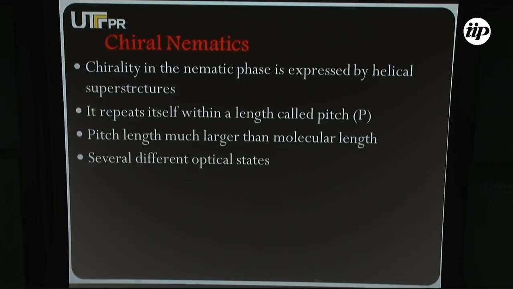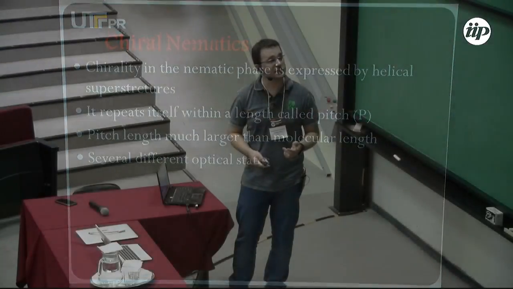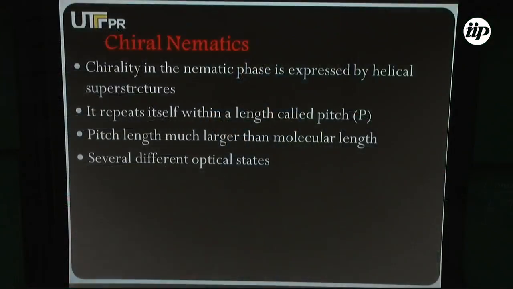So it repeats itself within a length we call pitch. And pretty much all the properties of the cholesterics are defined by this length. So if you control it, you can have a lot of different things within the same phase. And usually the pitch length is always much longer than the molecular length. Okay, so that reflects the fact that nematic interaction is much stronger than the chiral interaction.